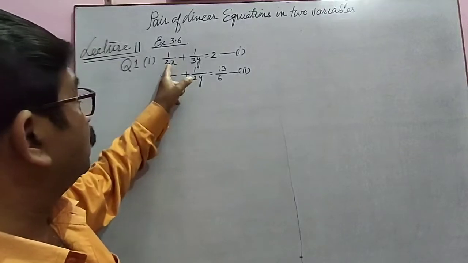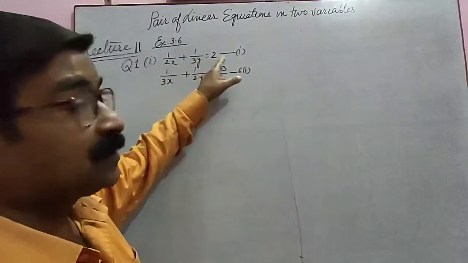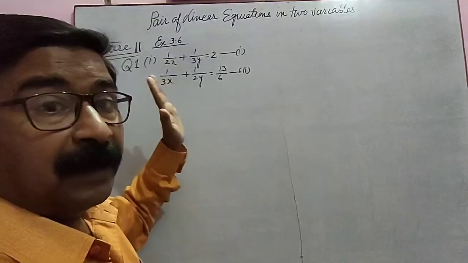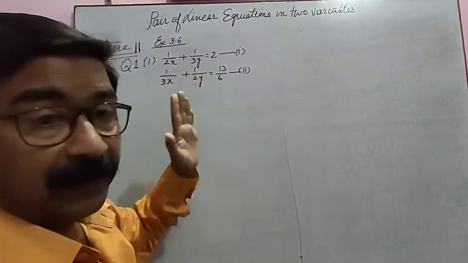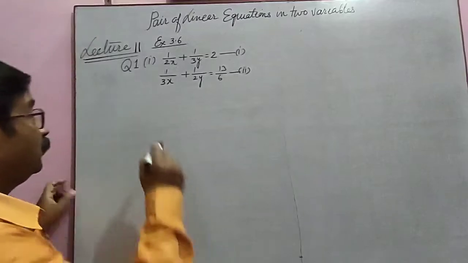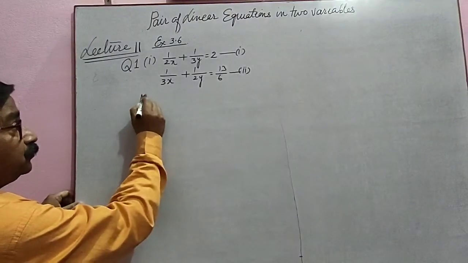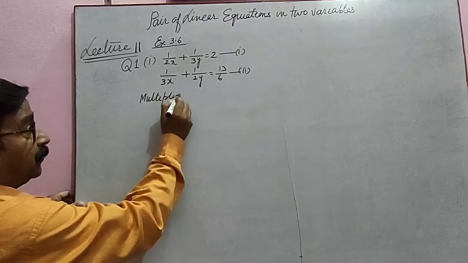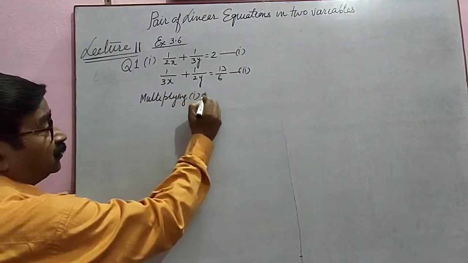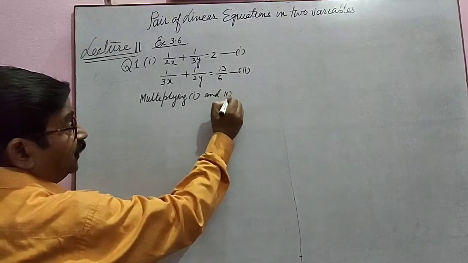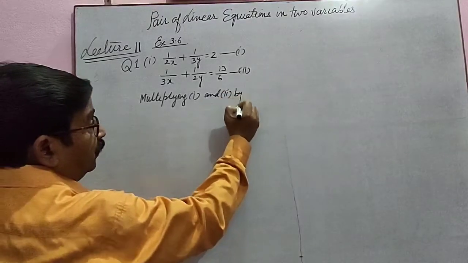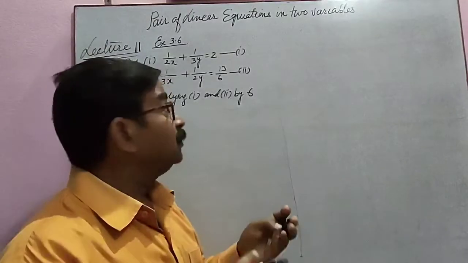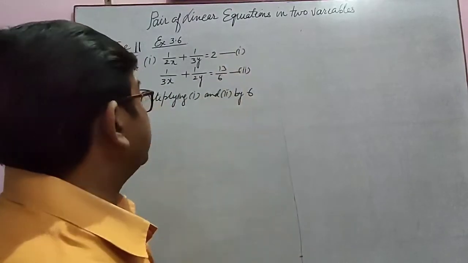See, in equation number 1, LCM of 2 and 3 is 6. In equation number 2, LCM of 3 and 2 is 6. So we will multiply the whole equations 1 and 2 by 6. So we write like this: multiplying first and second by 6 on both sides. We multiply the equation, so we have to multiply on both sides.